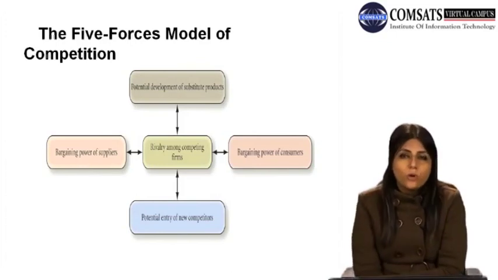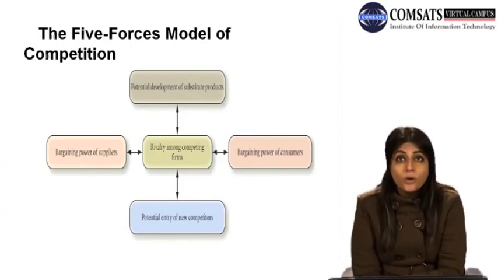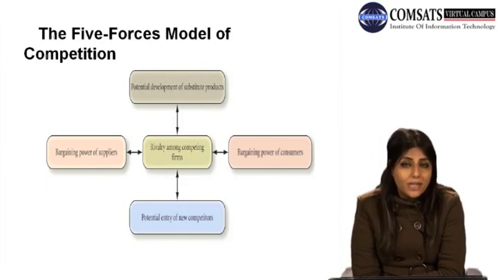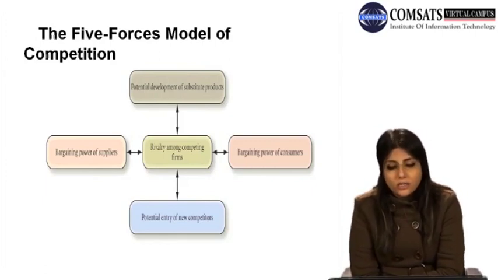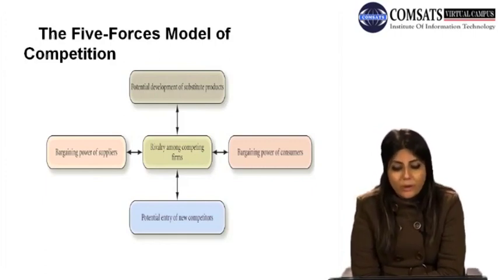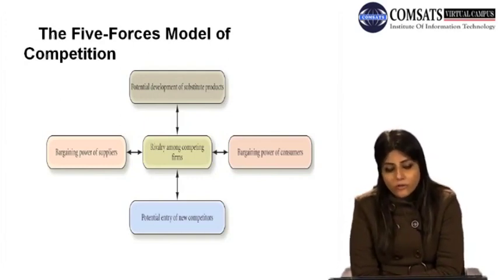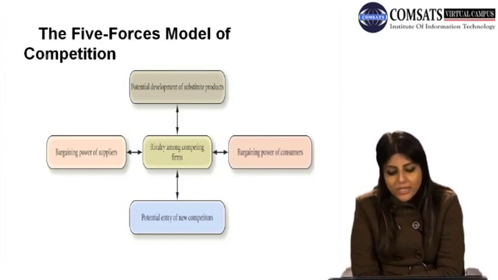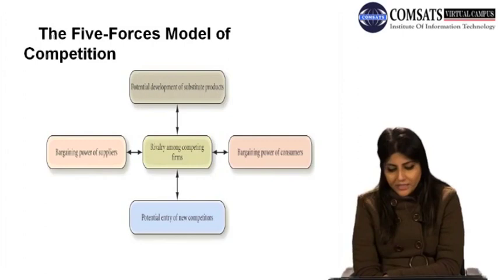Okay, we have the five forces model that explains how the organization has to face competition, or the different factors affecting the organization in the external or industry environment. We have the potential development of substitute products, the bargaining power of consumers and that of suppliers, rivalry among the competing firms, and the potential entry of new competitors.